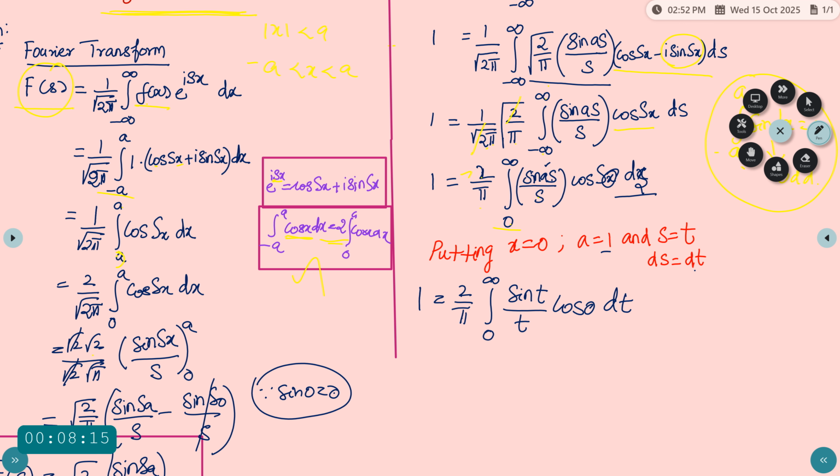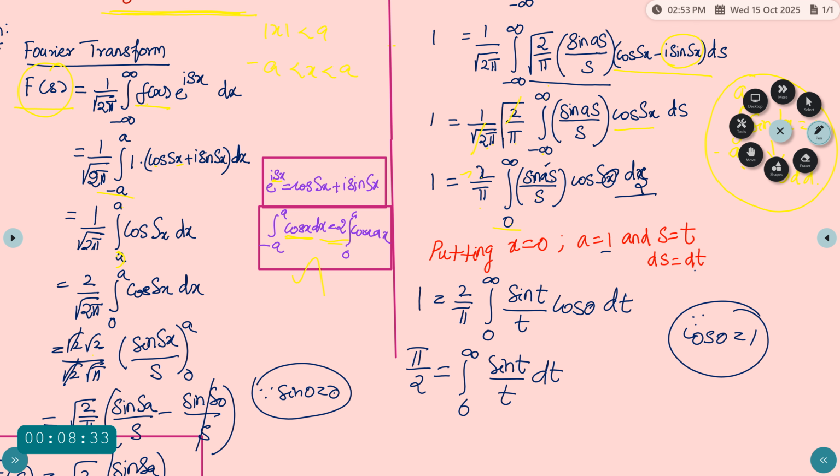There is a constant 2 by pi here, so bring it to the other side. It turns to pi by 2 equals the integral 0 to infinity sin t by t. What is the value of cos 0? Cos 0 is always 1. So that is equal to dt.